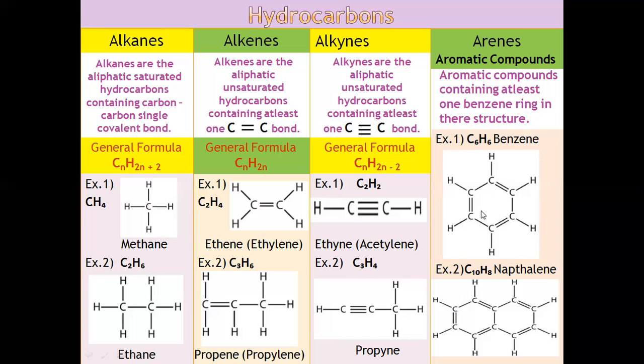That means benzene contains 3 double bonds. In each of these double bonds, one is a sigma bond and one is a pi bond. That means benzene contains 3 pi bonds. This is the structure of benzene.